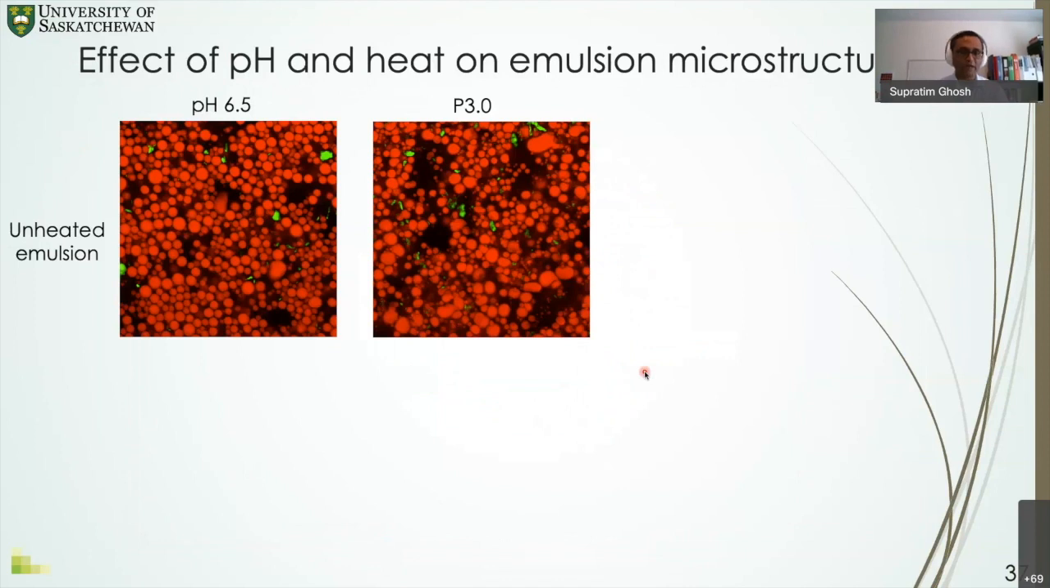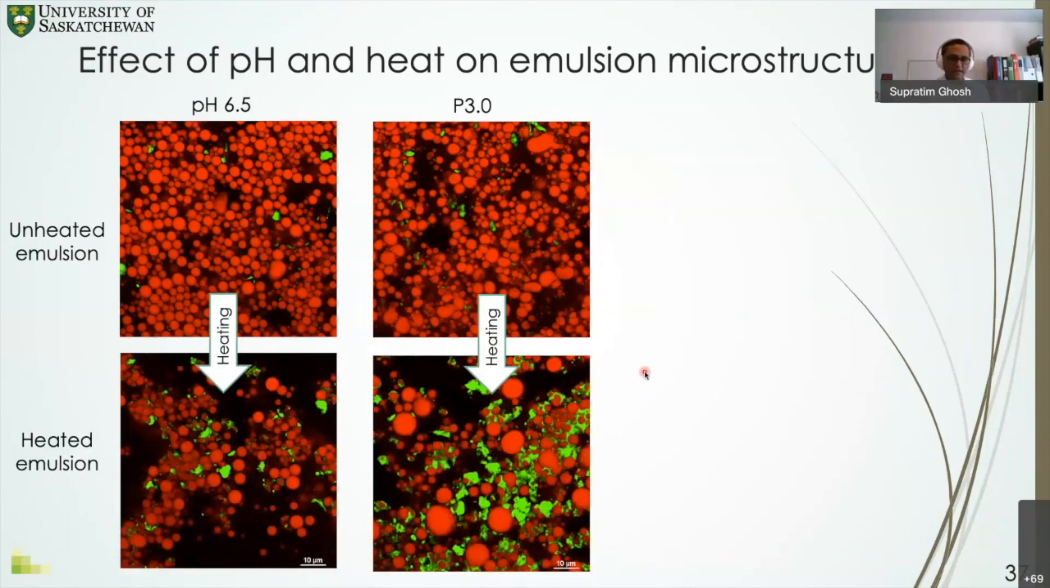Now looking at the microstructure, here you can clearly see that at pH 3, the droplets were more aggregated, but as soon as you heat, the proteins show extensive aggregation between protein and protein-coated droplets that gives you that strong gel-like structure in acidic emulsion.